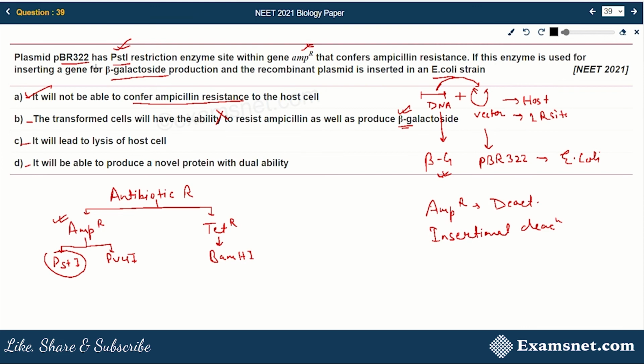Option C, it will lead to lysis of the host cell. This is not true. No lysis will take place. Option D is it will be able to produce a novel protein with dual ability. No, what is being produced? Beta galactosidase, right? But this is not a novel protein and it does not have a dual ability as well. So option A is the only correct option. I hope you understood this.